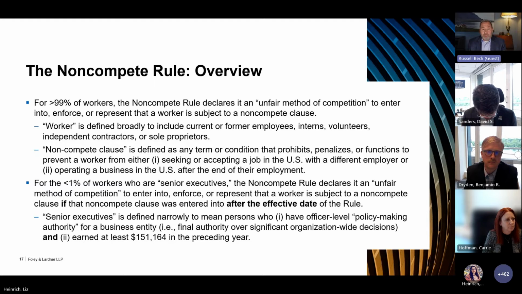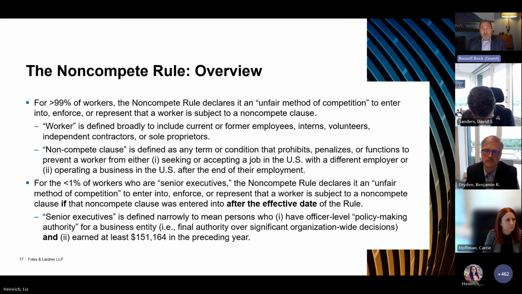In any event, what does the rule do? Well, it largely bans all non-competes. So you can see the slide breaking out over 99% of workers who will have their existing non-competes gone as of the effective date, which will be September 4th. All of their non-competes will be gone. They are declared to be an unfair method of competition. Companies may no longer enter into them as of the effective date, assuming it goes into effect, no longer enforce them, and no longer tell a worker that they are subject to a non-compete.